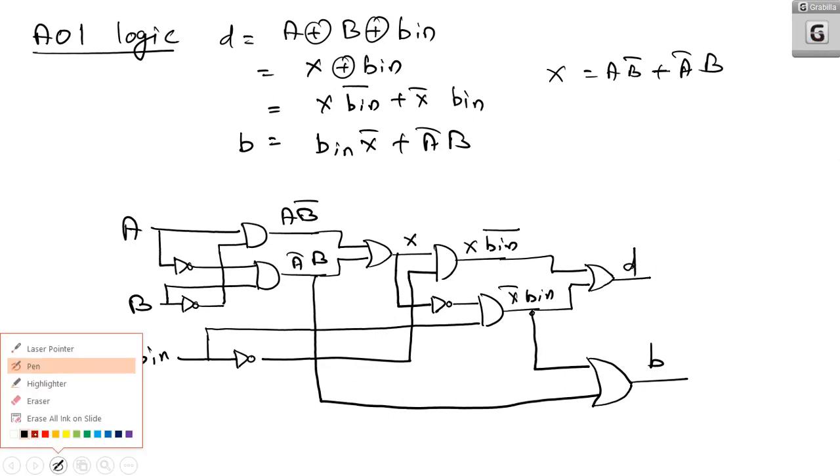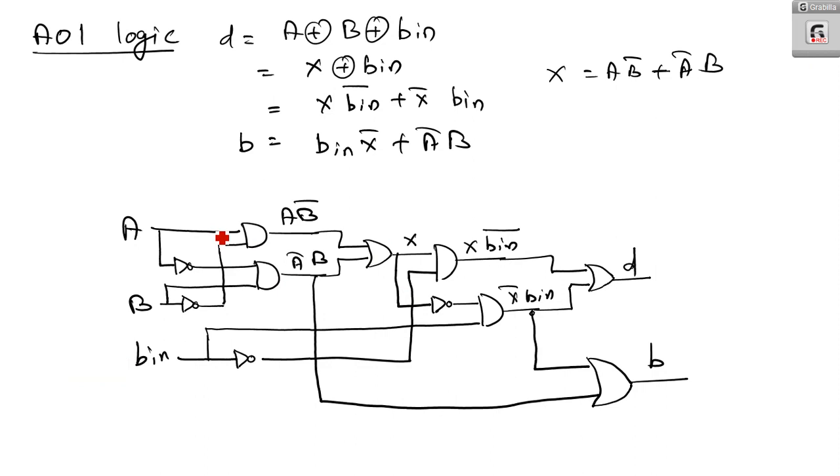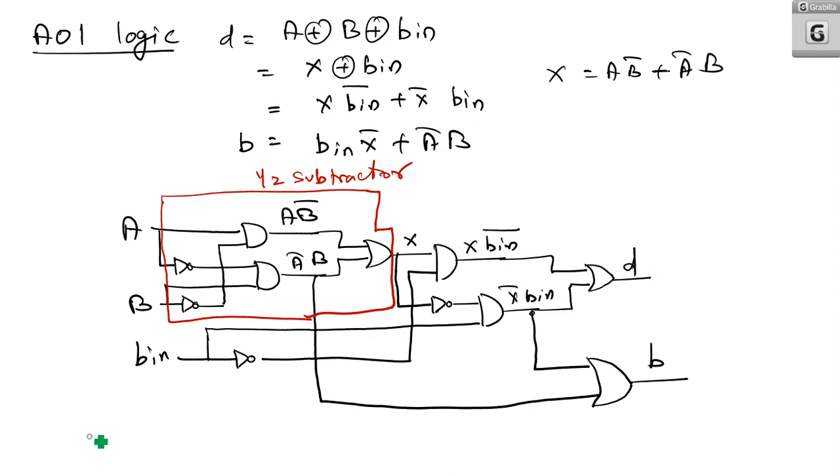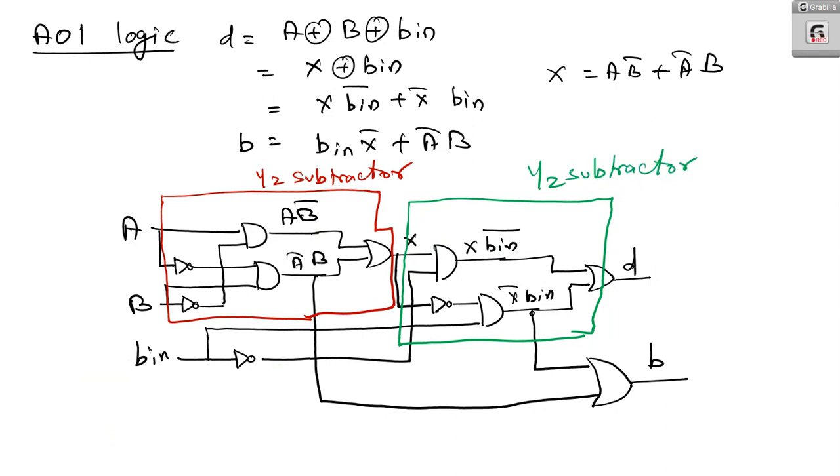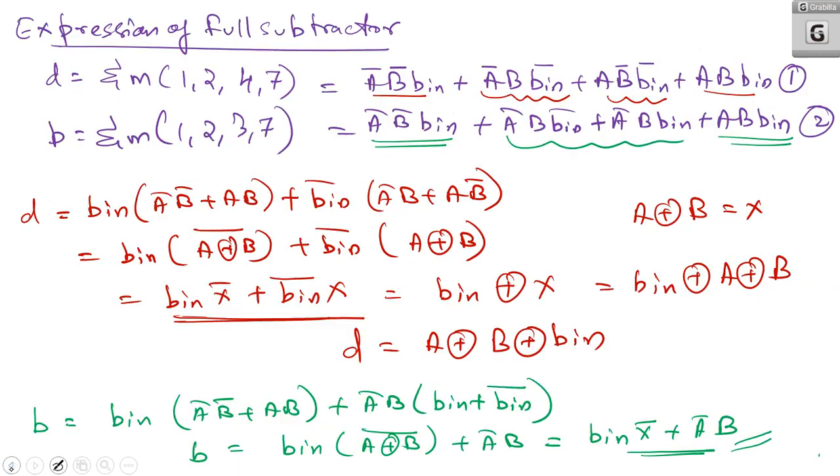Now if you look into this circuit, again you can see that this much forms one half subtractor. And coming to the next part, this part forms another half subtractor. So what we can say is that full subtractor is basically a combination of two half subtractors. So with that I am ending this introductory lecture on the full subtractor.